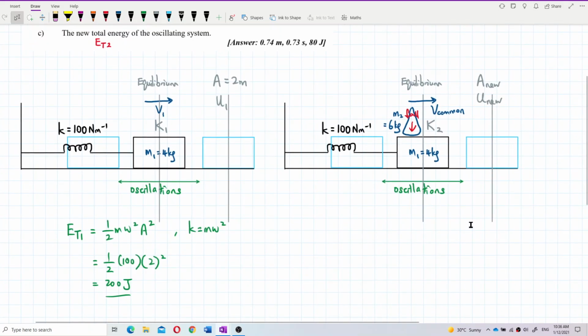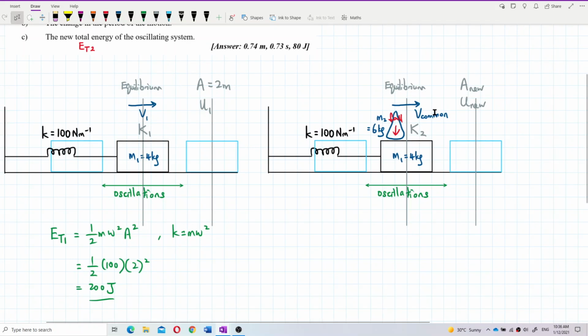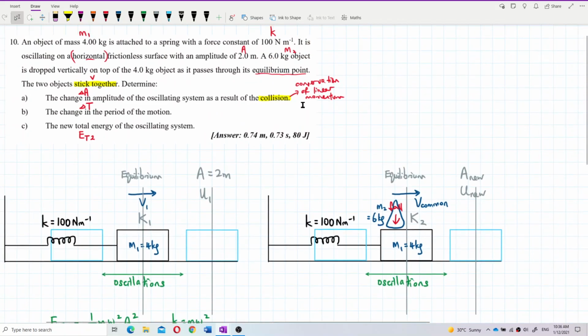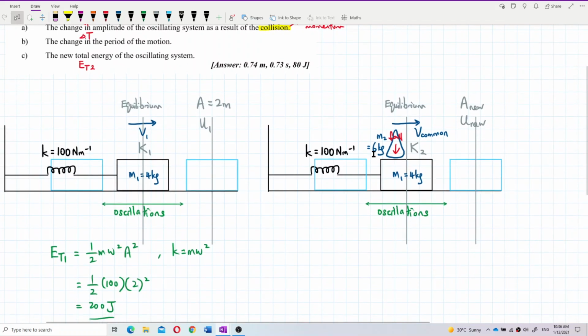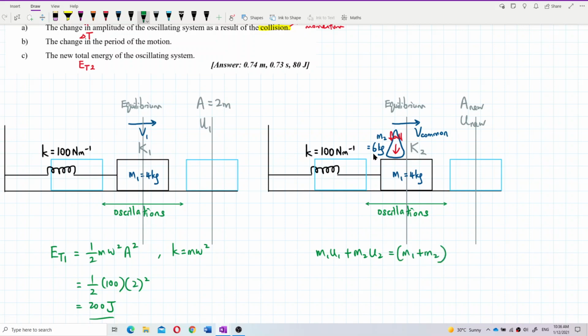Okay, so we need to find out the common velocity here, after it drops. So how to find this common velocity? We use the concept of collision, conservation of linear momentum. So very simple, just use m1 u1 plus m2 u2 equal to m1 plus m2 times v. Okay, so m1 is the 4 kilogram.